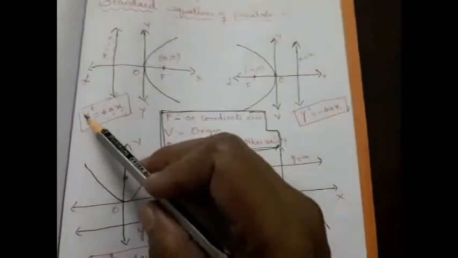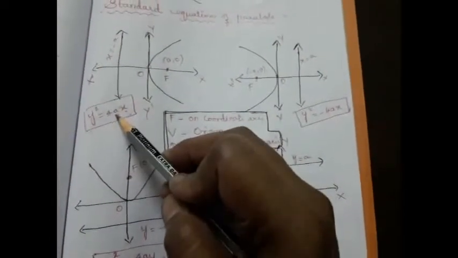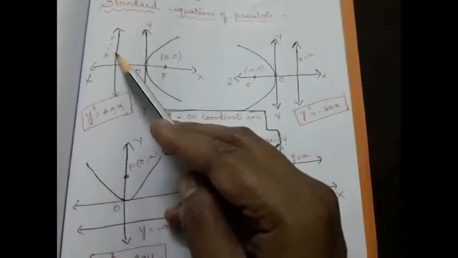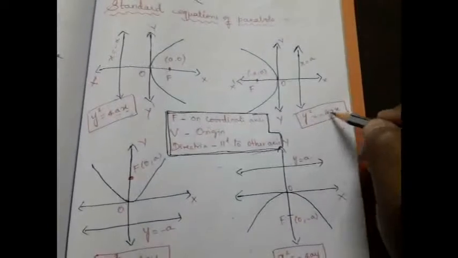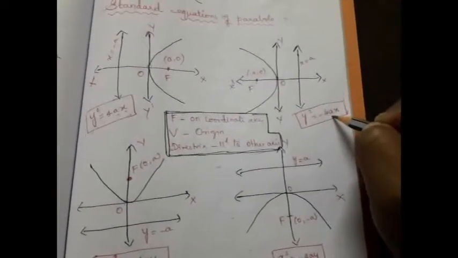Hope you got it. You have to remember all these things. When your equation is y square equal to 4ax, (a, 0) is your focus and x equal to minus a is your directrix. When y square equal to minus 4ax, (minus a, 0) is your focus and x equal to a is your directrix.